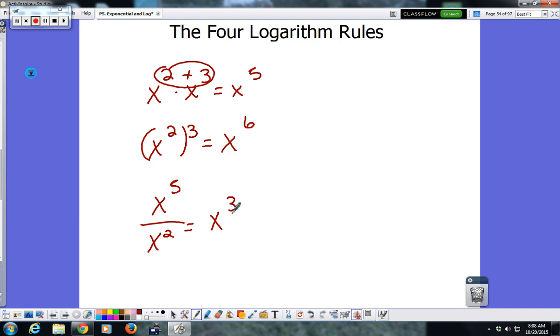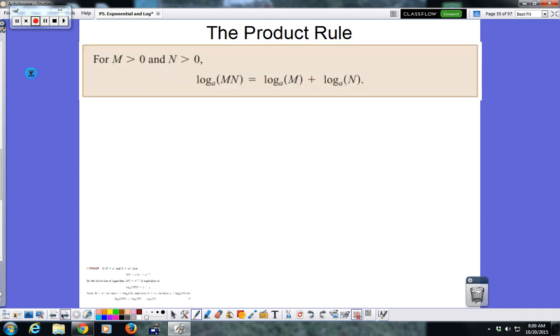The rules that we're about to do are connected with those. Why are they connected with those rules? Because logarithms are exponents, just simply written in a different way. So you're going to see a lot of similarities between these rules of exponents and the rules of logarithms. The first rule of logarithms is called the product rule. The product rule states this.